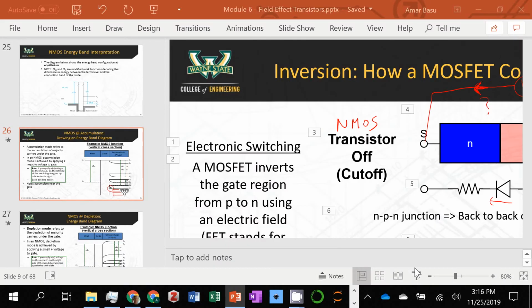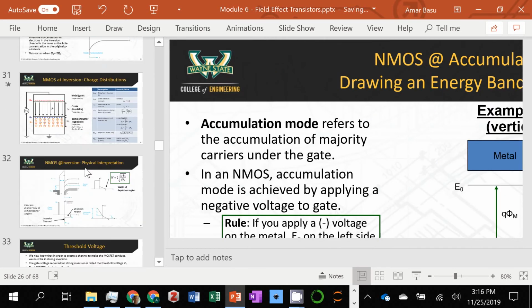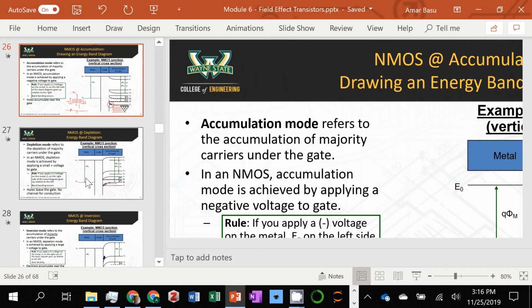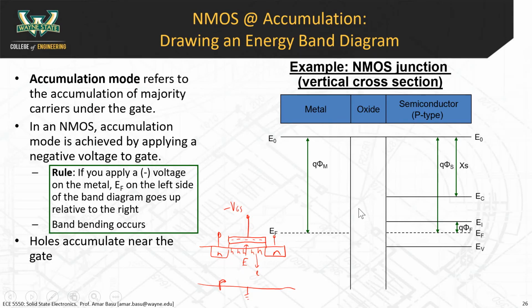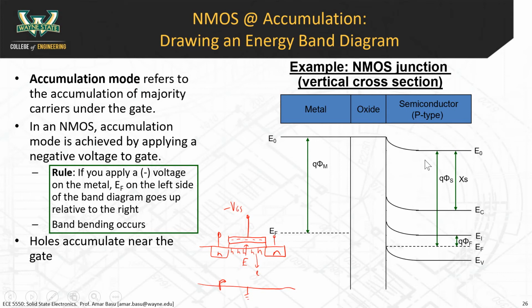All right, give it a second. All right, so this is accumulation. Accumulation happens when you apply negative gate voltage. The side of the band diagram goes down, and the bands curl up like this. Okay, so as a result, in the physical model, we saw that the holes accumulate near the gate. I want you to see in the energy band diagram, same thing happens, and it's just explained in a different language.